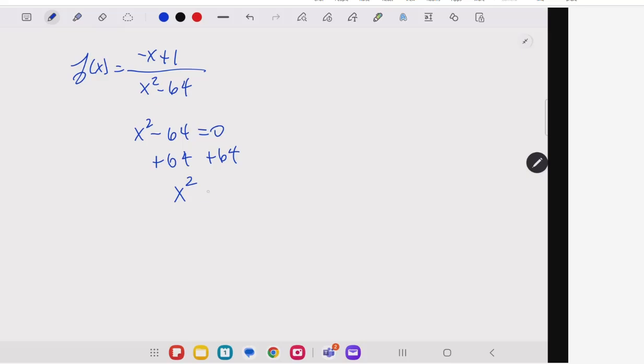And this one is factor friendly, but I'm just going to extract square roots. So x squared equals 64. Take the square root of both sides. And so x equals plus or minus 8. Now the numerator, you can factor out a -1, but nothing will cancel out with the denominator, so we know that x equals -8 and x equals +8 are our vertical asymptotes.